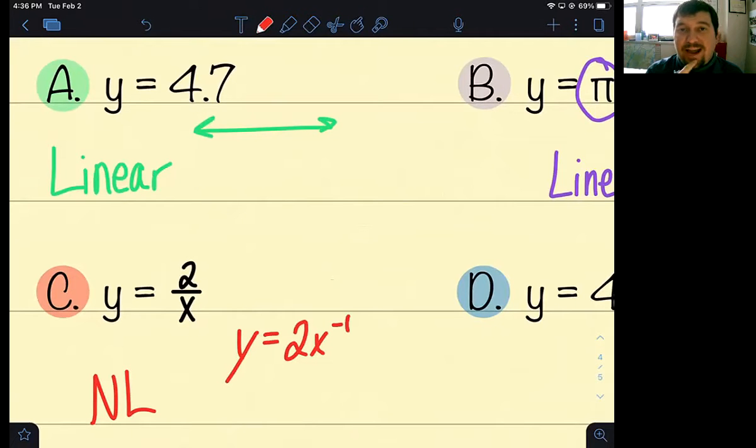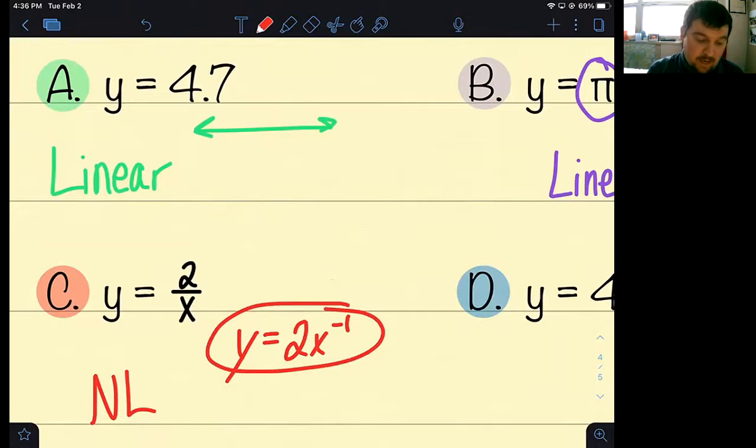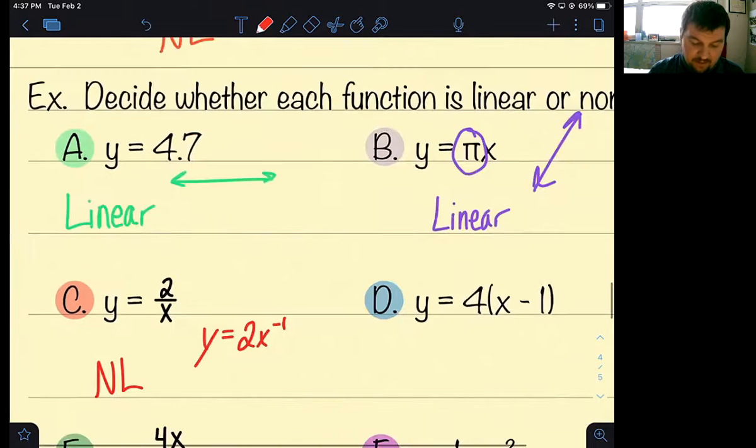Because it's in the bottom of a fraction, it actually has a negative exponent, not a positive exponent. So this is nonlinear, okay? And you don't need to know that because we're actually going to be talking about negative exponents here in a couple chapters. But you do need to know that if x is on the bottom of a fraction, that's not good, okay? X should be off to the side or at least on the top of a fraction.